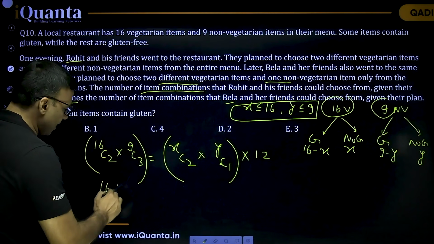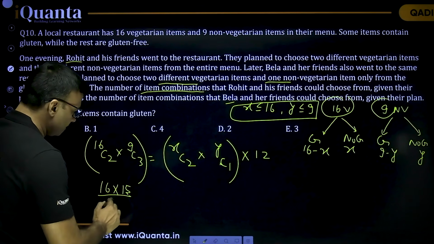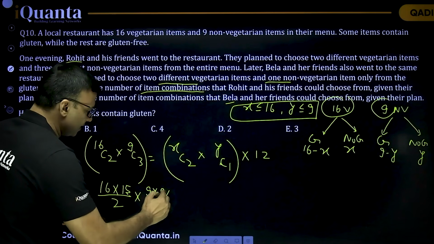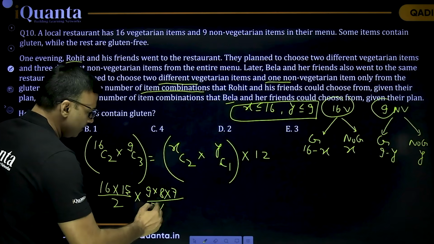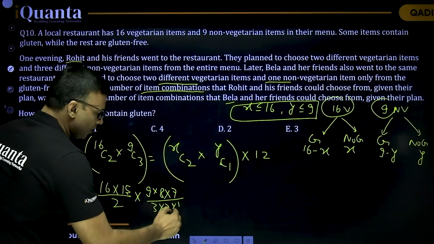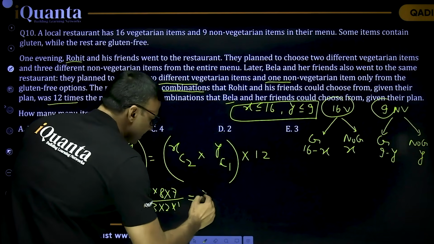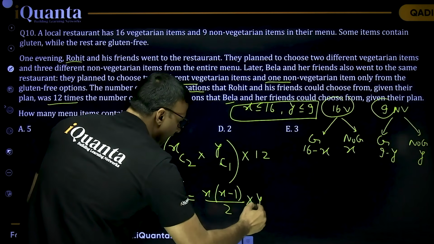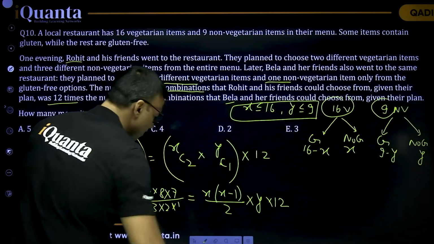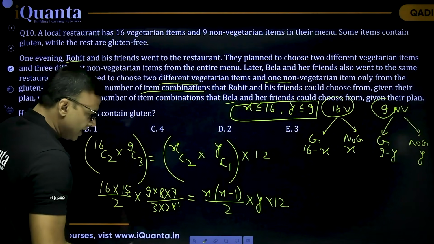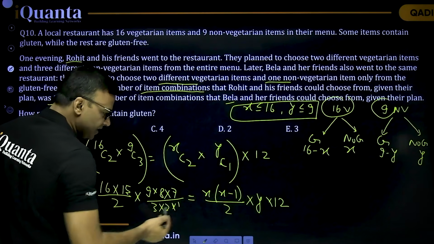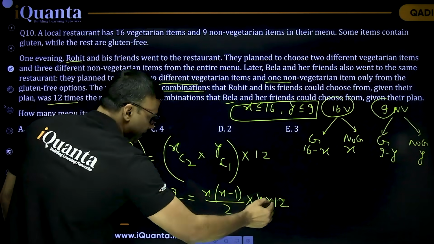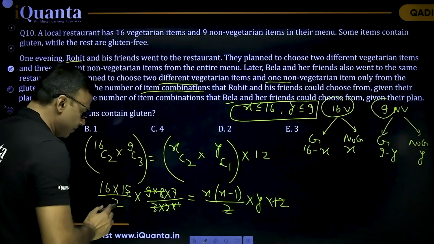16C2 is 16 into 15 divided by 2, into 9C3, which is 9 into 8 into 7 divided by 3 into 2 into 1, is equal to XC2, x into x minus 1 divided by 2, into y into 12. Now watch it very carefully. 12 and 3 into 2, 6. 12 into 6 is 72, 9 into 8 is 72. So 9 into 8 is completely cancelled by these items, and this 2 is completely cancelled by these items.